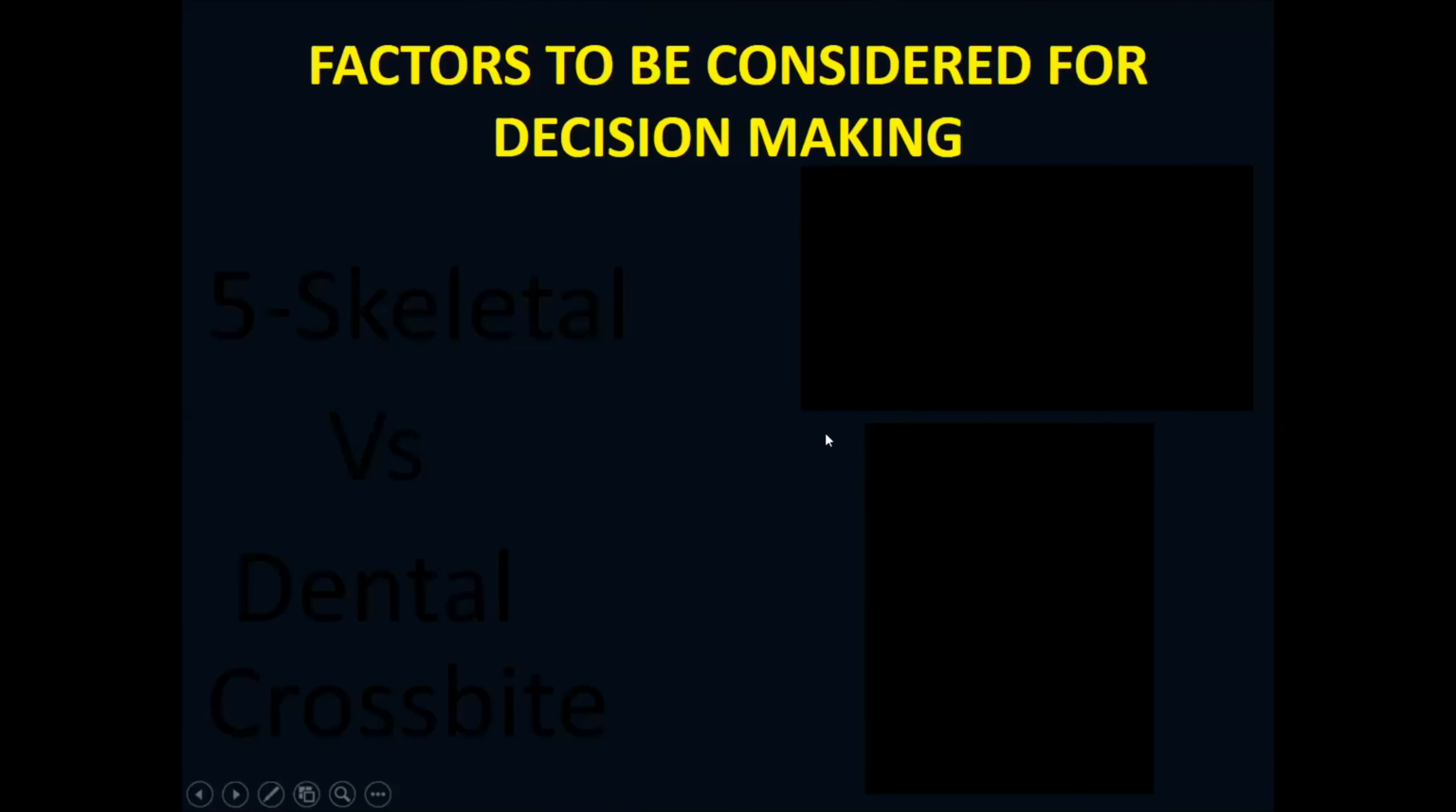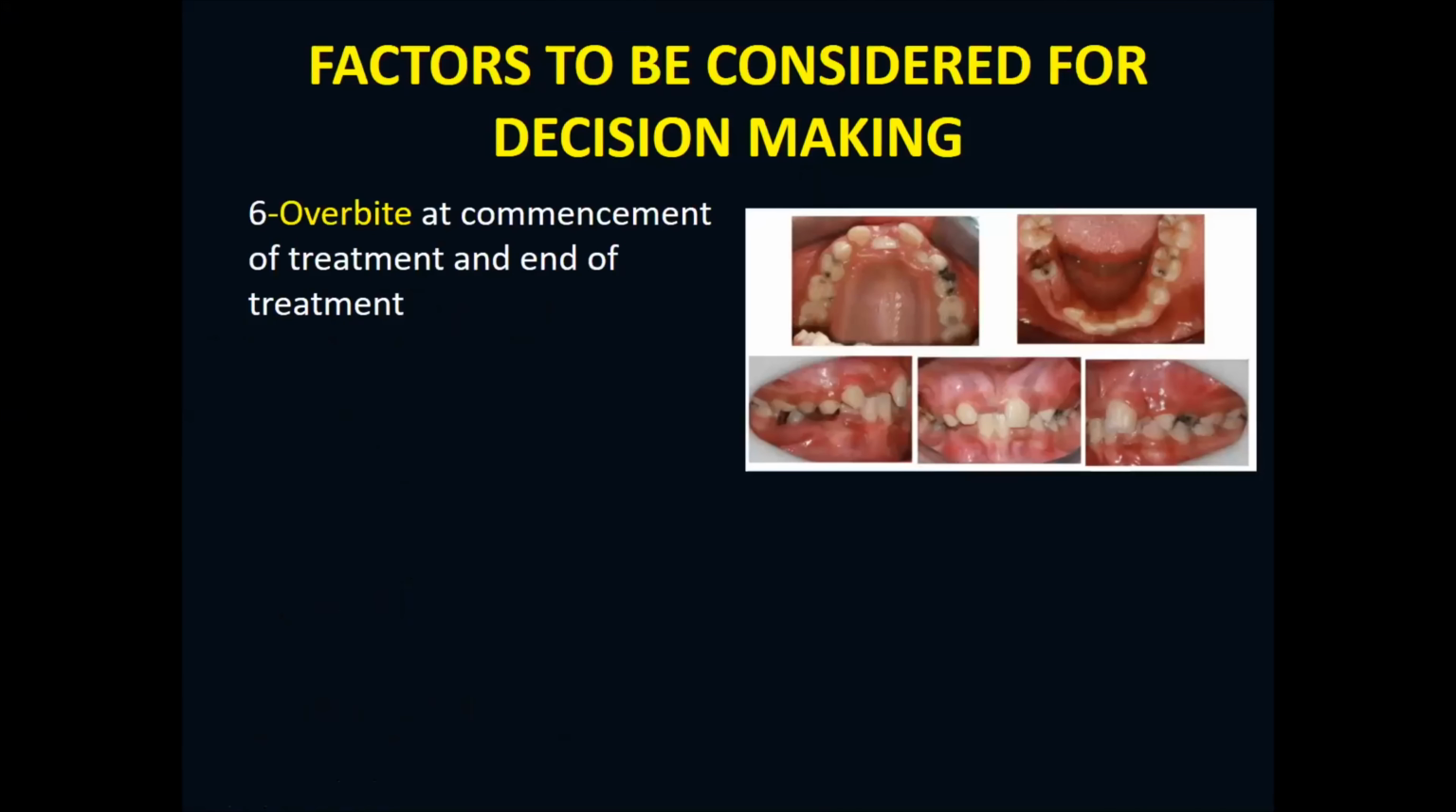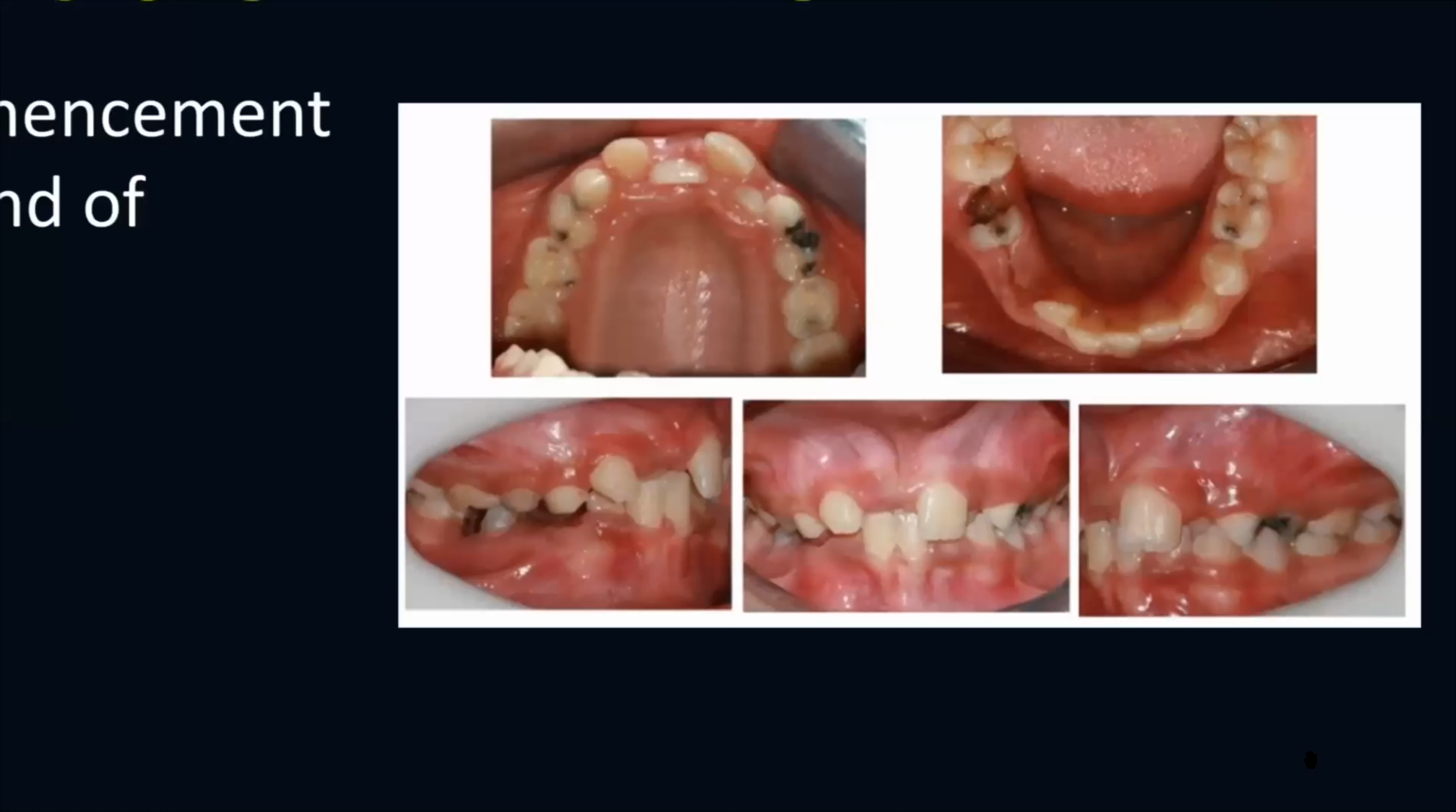So moving on, you will see the overbite at the start of the treatment and at the end of the treatment. A very important factor for making the decision in anterior crossbite is the overbite at the start of treatment. For example, if you consider this case in depth, you would observe that even the upper incisors are not visible in the frontal intraoral photograph. So a huge amount of overbite is present at the start of the treatment.